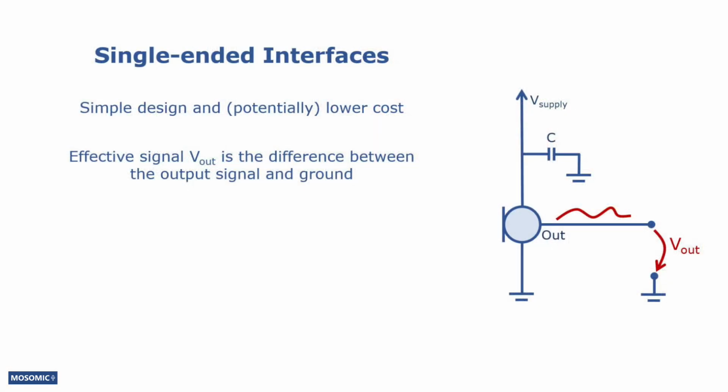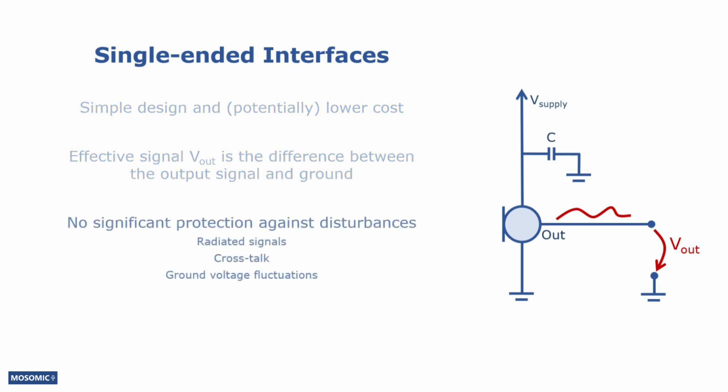Single-ended interfaces are still popular because of their simple design and low cost. In a single-ended interface, the effective signal is the difference between a single output signal and ground. The downside to single-ended interfaces is that they don't offer significant protection against disturbances, such as radiated electromagnetic signals, crosstalk between signals, or ground voltage fluctuations.